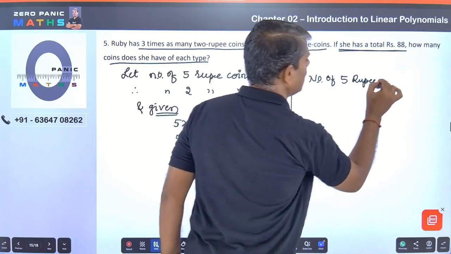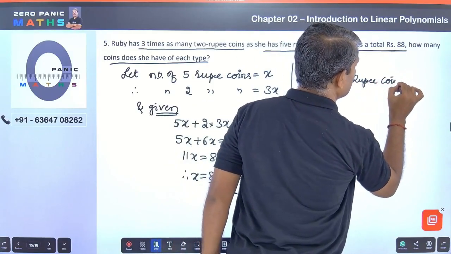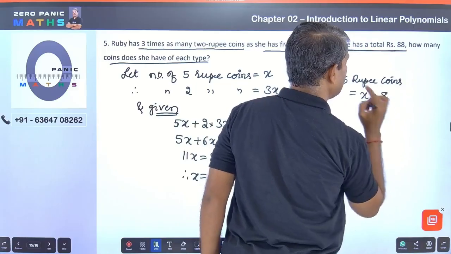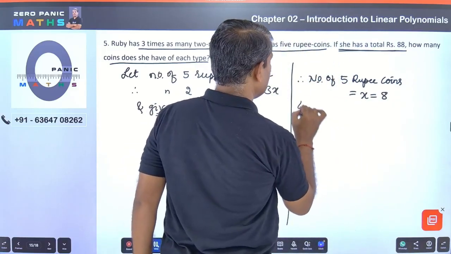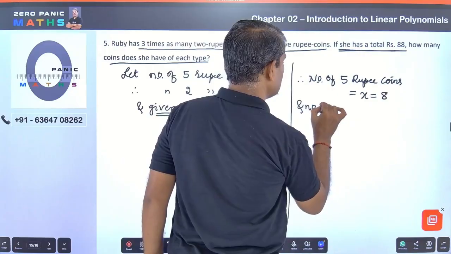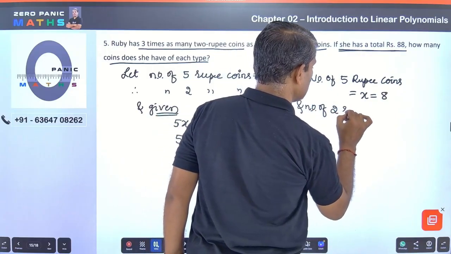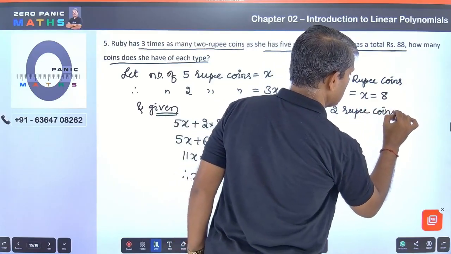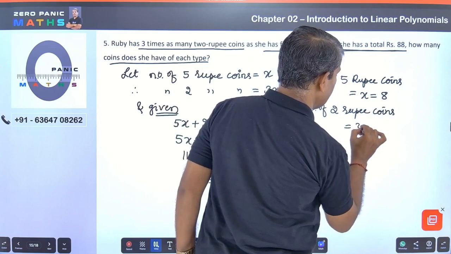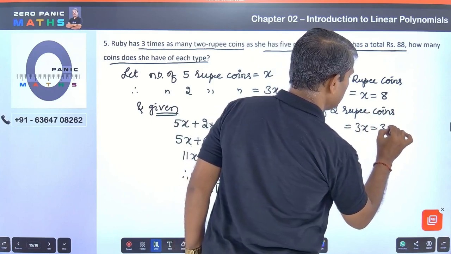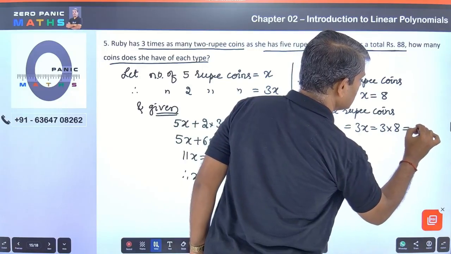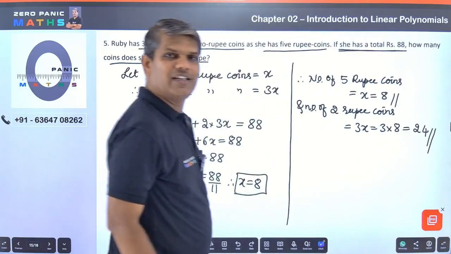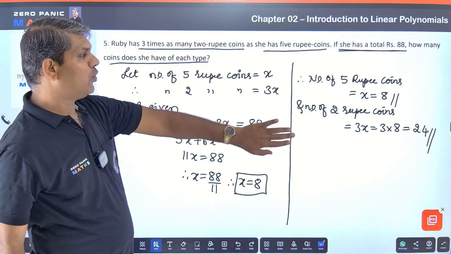So finally you write the answer as, therefore the number of 5 rupee coins is equal to x is equal to 8, right? And the number of 2 rupee coins is equal to 3x is equal to 3 into 8, that is 24. Correct? So this is the answer, but you can verify it.